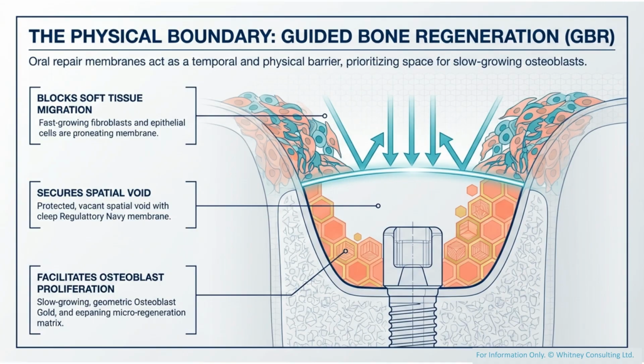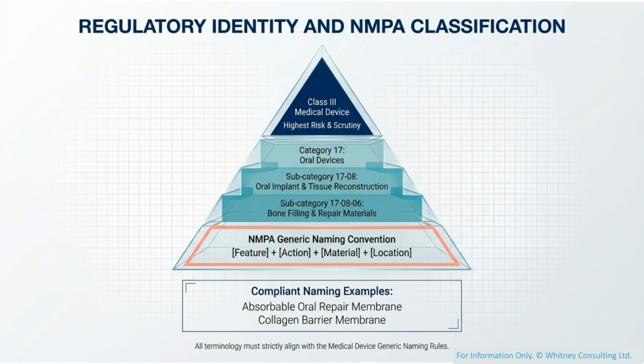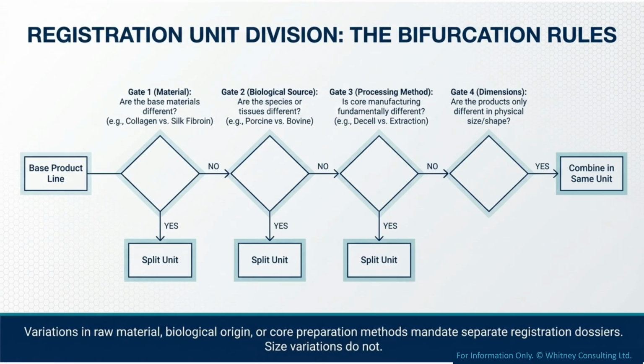This function blocks soft tissue migration, secures the spatial void, and facilitates osteoblast proliferation for bone growth. Oral repair membranes fall under Class 3 medical devices, the highest risk category within the NMPA classification. The generic naming convention requires aligning terminology with the medical device generic naming rules, as shown in the compliant examples.